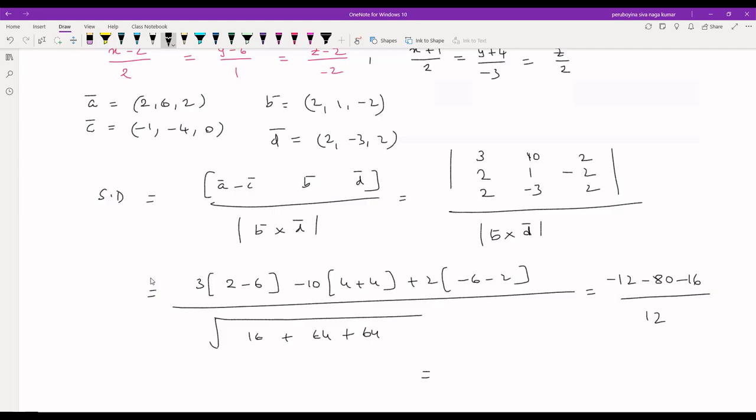And this is 96, 12, 108. 108 by 12 is 9. So 9 is the shortest distance. Fourth option is correct for this question.